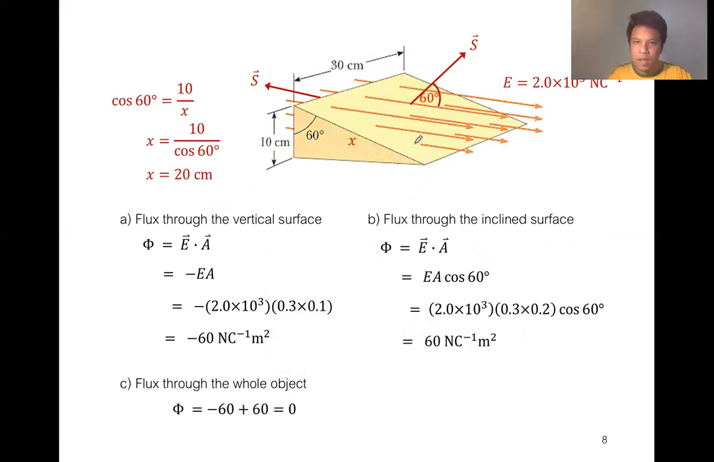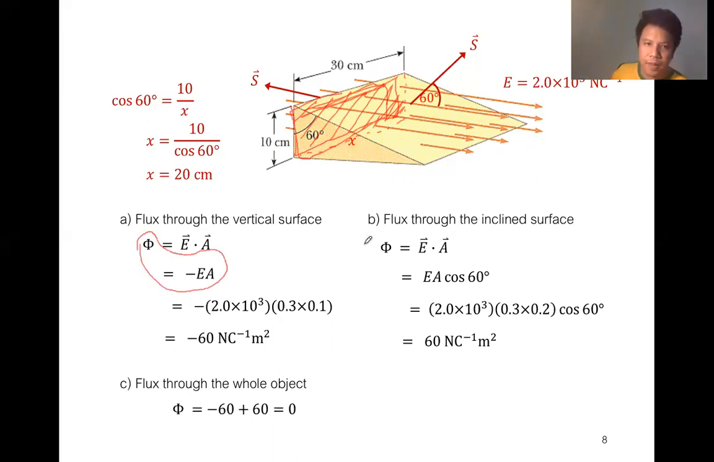And from this prism, the prism is placed within an electric field. At the first place, in part A, we consider the field coming through the area at the back, in which we see that the area at the back is perpendicular to the field. So when the area is perpendicular to the field, we can use the electric flux as E times A. Okay, and then you can also see the negative notation.